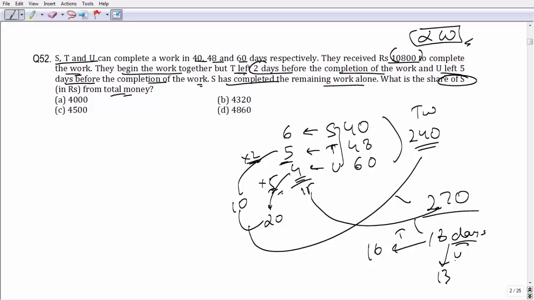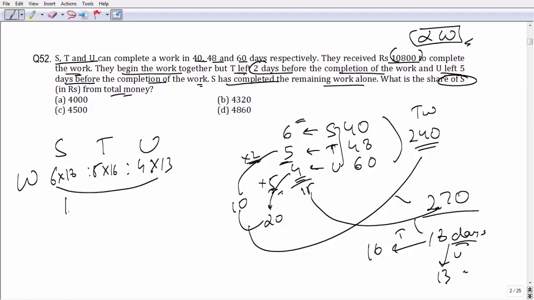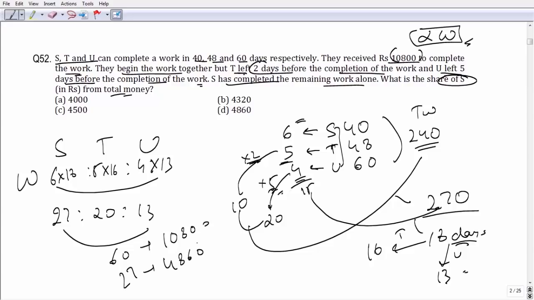And with that view, we know that amount of work done is always the product of the efficiency and the time. So with that view, for S, T and U, the ratio for their work would be 6 into 18, that was his total work, is to 5 into 16 is to 4 into 13 for U. Or this ratio can also be written as 27 is to 20 is to 13. Now this sum of 60 units represents an absolute value of 10,800 rupees, which leaves the value of 27 to be 4,860, which leaves option number D in turn as your answer.